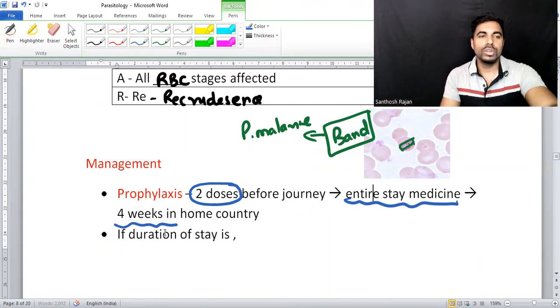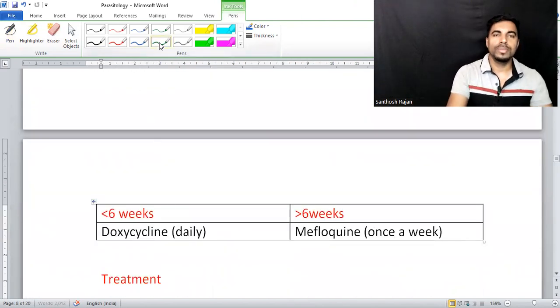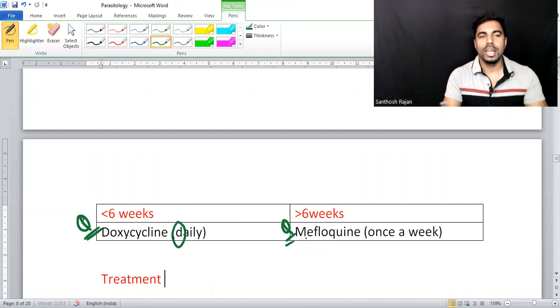If the duration of the stay is less than 6 weeks, you go with doxy. We are talking about prophylaxis here. And if it's more than 6 weeks, mefloquine. Once a week dose is enough. Doxy daily, D for D, doxy daily. But mefloquine once a week, weekly once.